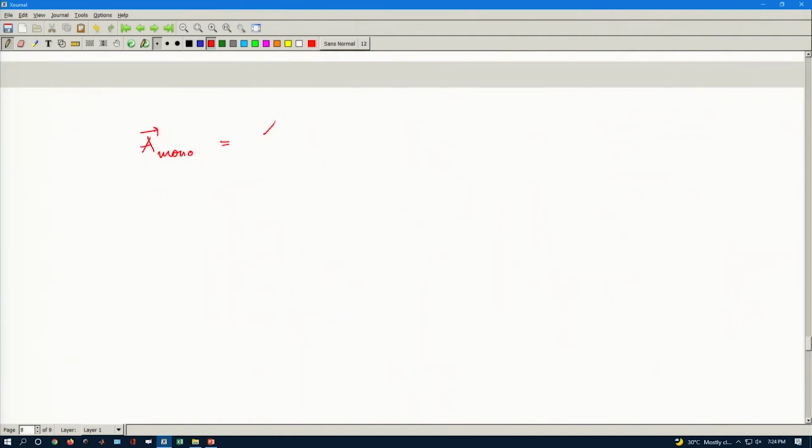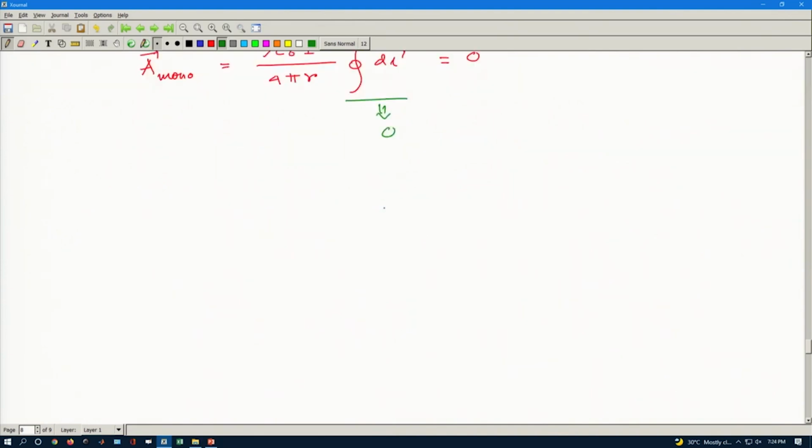Also, the expression is suggesting that we have mu 0 I divided by 4 pi r and the integration of dl prime, and this is a closed line integral of dl, and we know that this value has to be 0. This is 0 because this quantity should be 0. So, magnetic monopole is not there at all. That means that contribution should not be reflected in calculating the vector potential A.